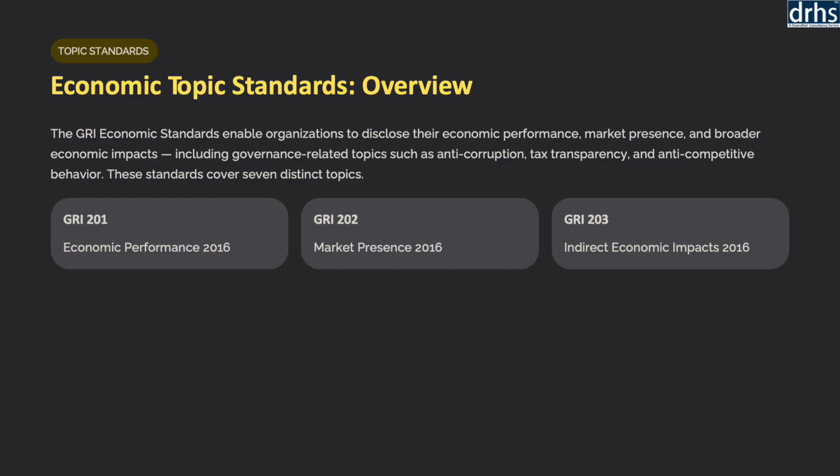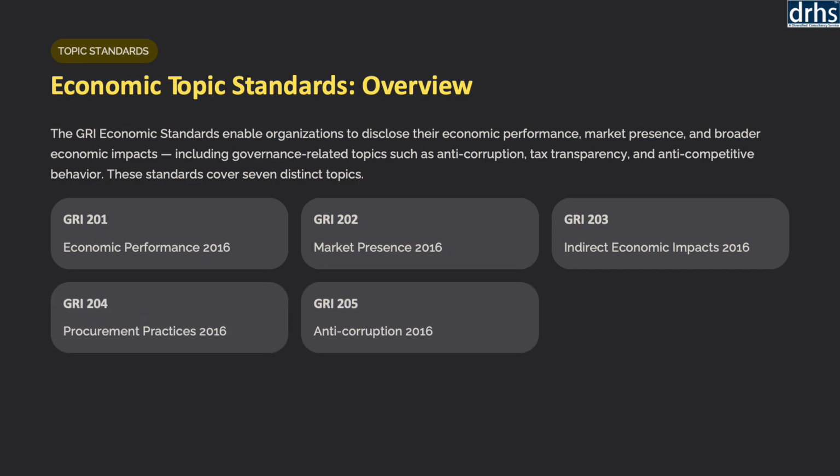From a governance standpoint, standards such as GRI 204, Procurement Practices, GRI 205, Anti-Corruption, and GRI 206, Anti-Competitive Behavior underscore the importance of ethical conduct, transparency, and fair market participation. These disclosures are critical in reinforcing stakeholder trust and mitigating reputational and regulatory risks.